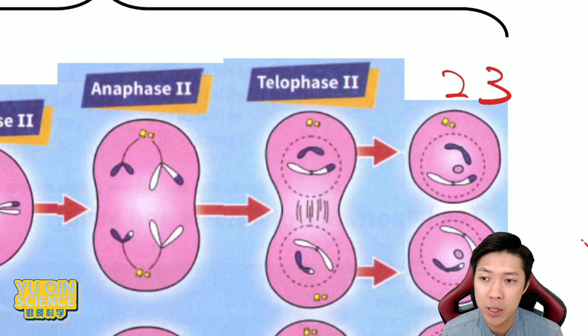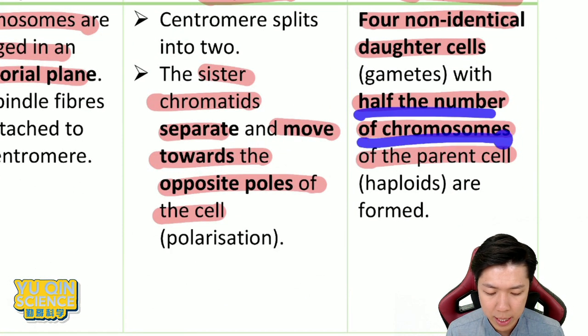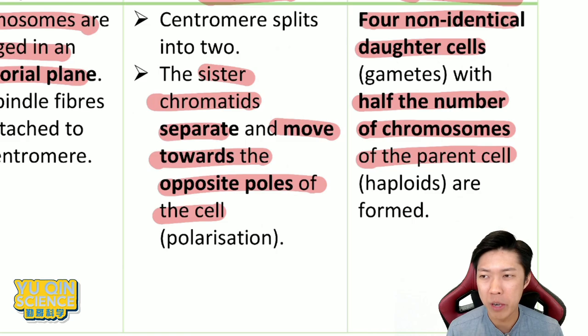it becomes 46. You understand? That becomes a human again, that becomes a baby again. That's how you were born. Your parents were half from daddy and then half from mommy. Then it becomes you as 46. So that's the meaning of this. Half of the original parent cell.